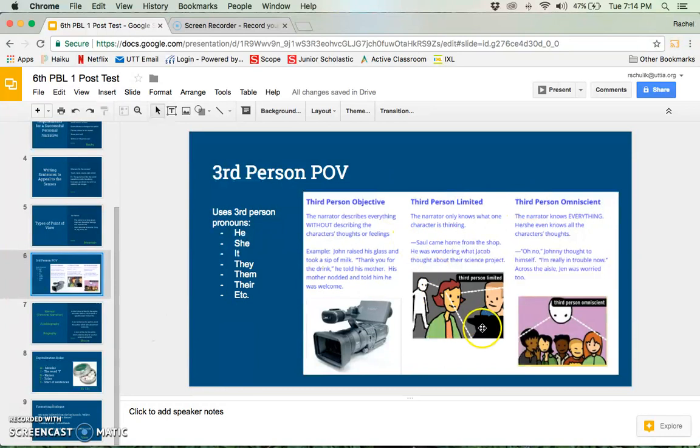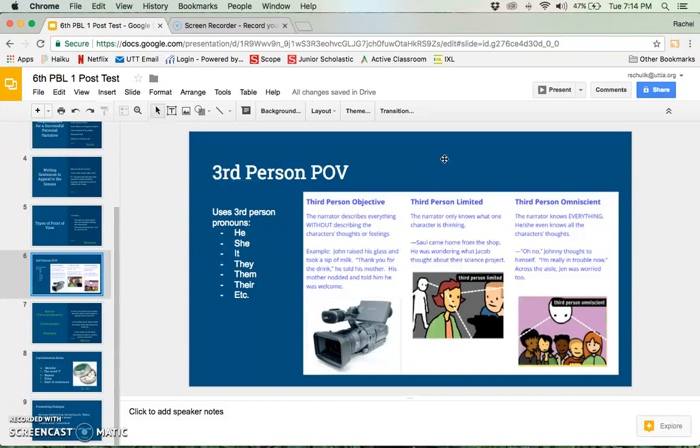Then we have third person limited. This is as if the narrator is putting us in the mind of just one character in the story. So the narrator only knows what's going on with one character and what they're thinking. So Saul came home from the shop.